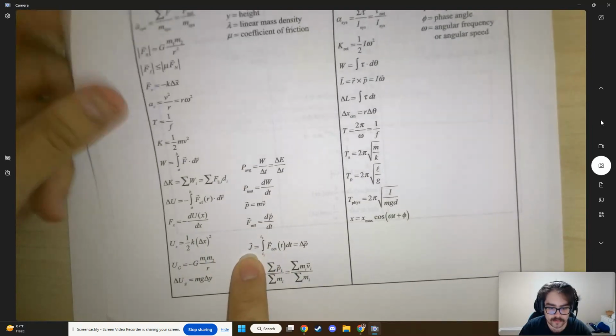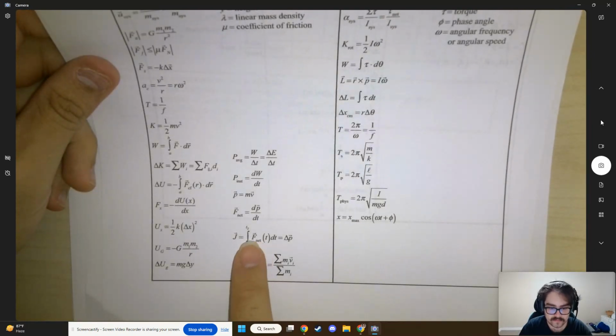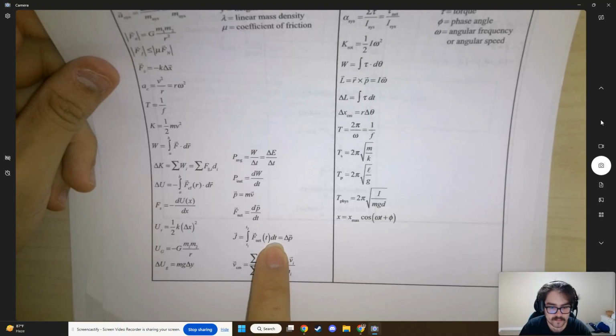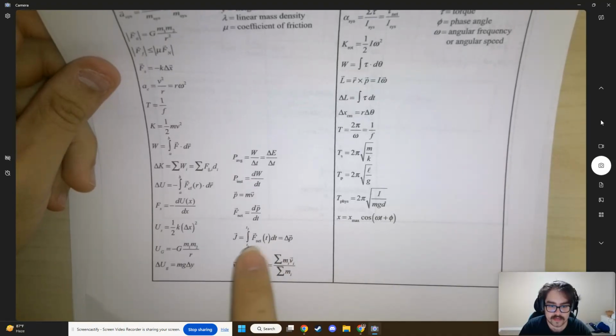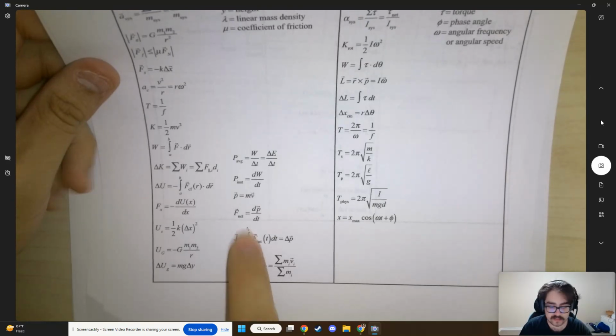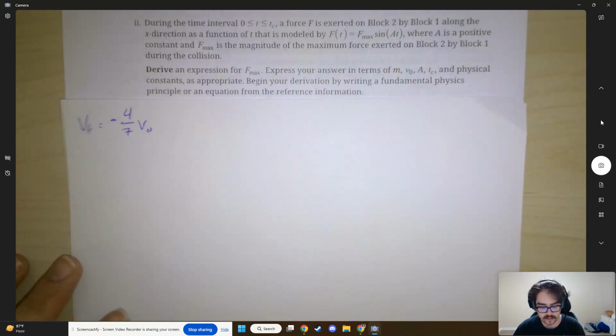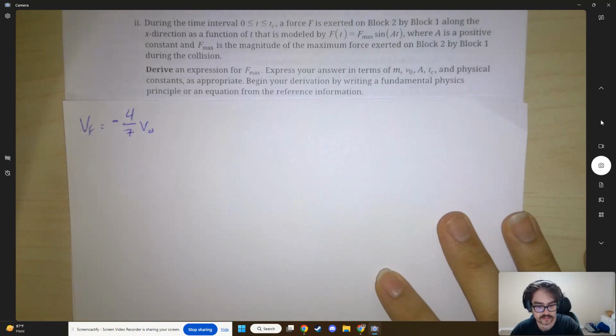This right here is our impulse. Our impulse is the integral of the force function with respect to time, which is equal to the change in momentum. And we integrate from our initial time to our final time. Our initial time is going to be 0. Our final time is going to be t sub c, right? So that's exactly what I'm going to do. I'm just going to calculate that out, okay?